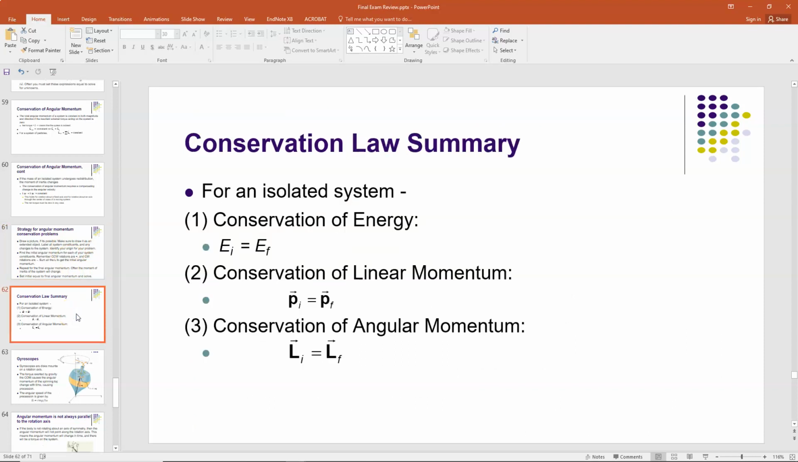So we've got some conservation laws. For an isolated system with no dissipative forces, energy is conserved. For a system with no external forces, like in collisions or something, linear momentum is conserved. And then angular momentum can also be conserved if there's no external torque. So there you go.